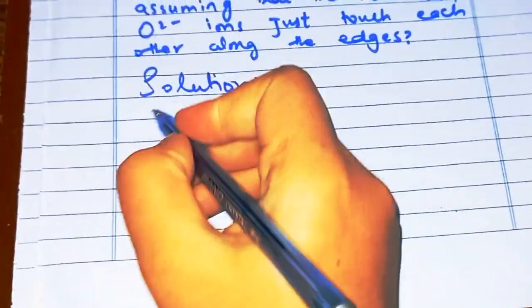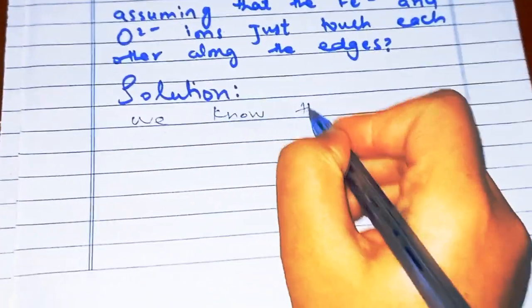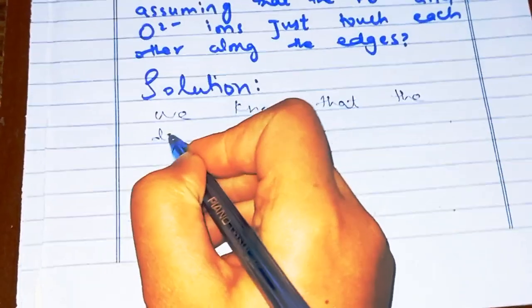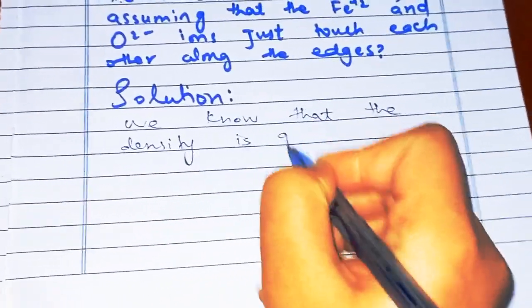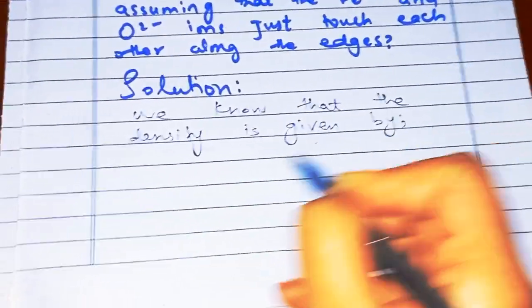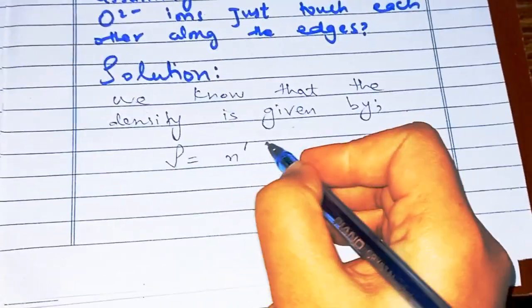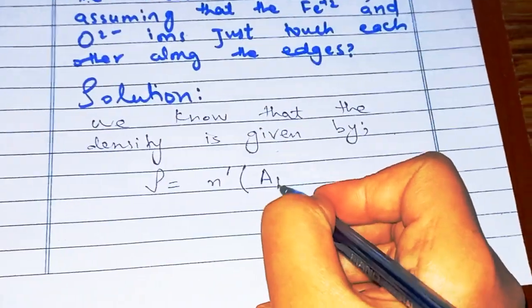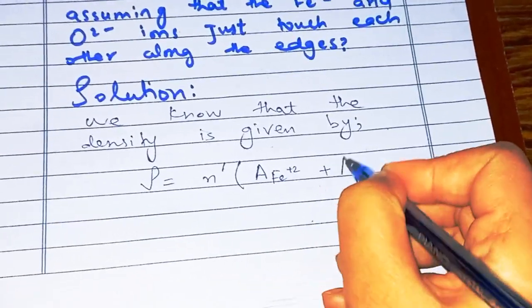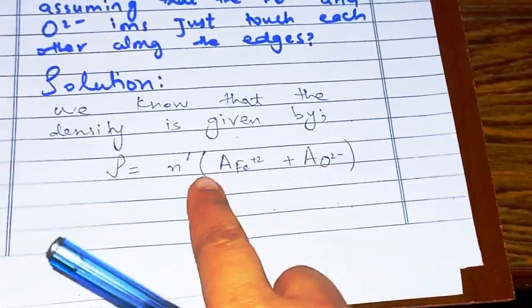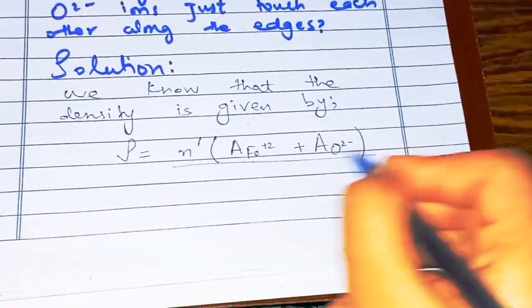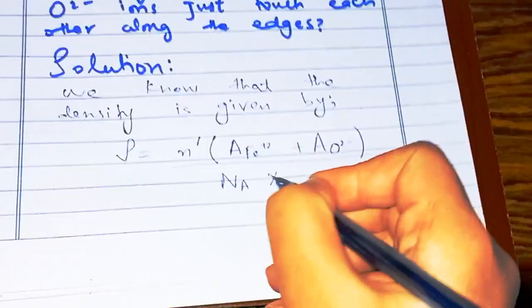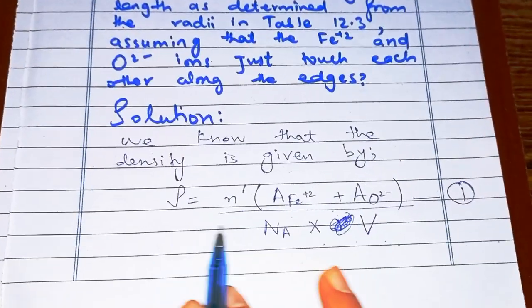The problem is really simple. We know that the density is given by rho equals n prime times the atomic mass of the first ion, which is ferrous, Fe+2, plus the atomic mass of the oxygen ion, because there are two different kinds of atoms, so we'll have a sum of both of these atomic masses, divided by Avogadro's number multiplied by the volume of the unit cell. Well, this is the formula so far.